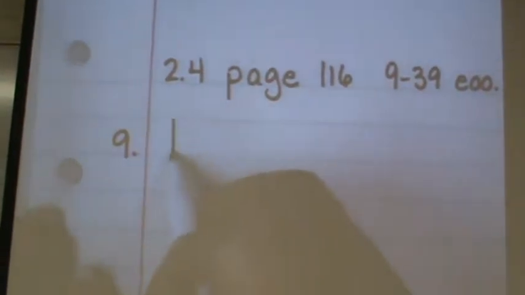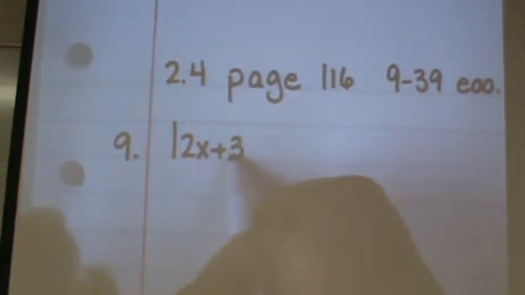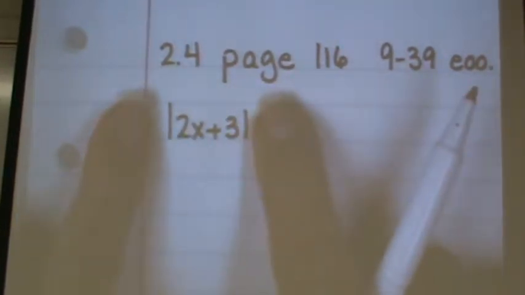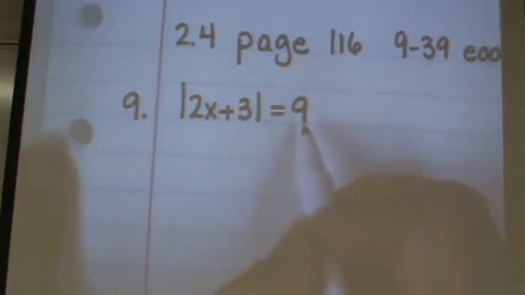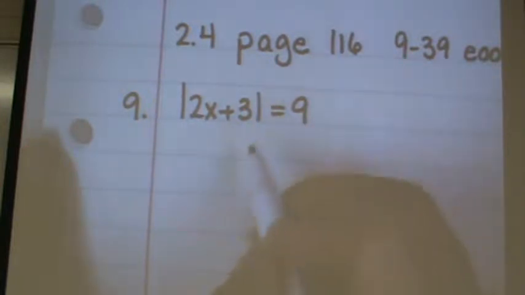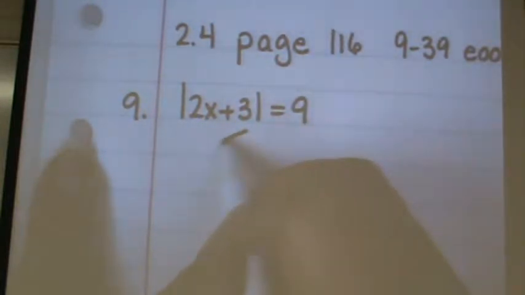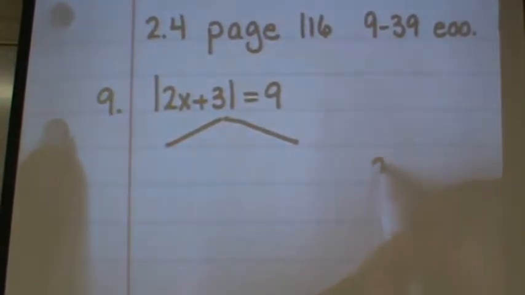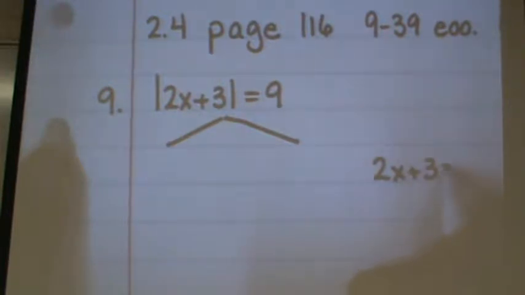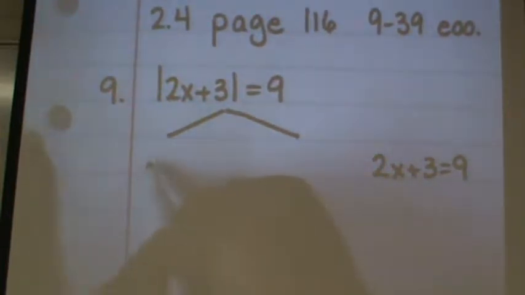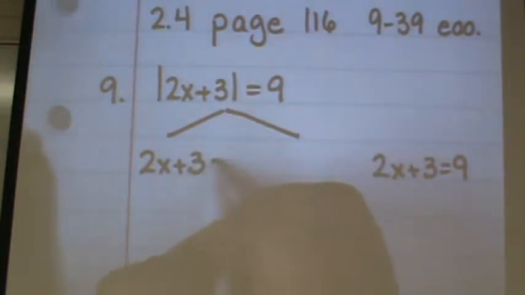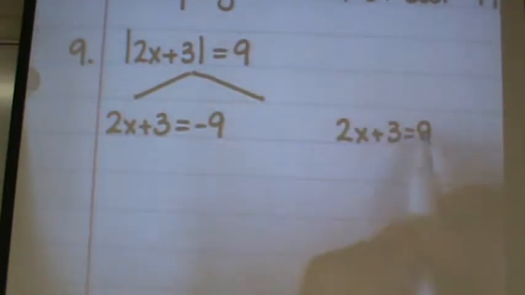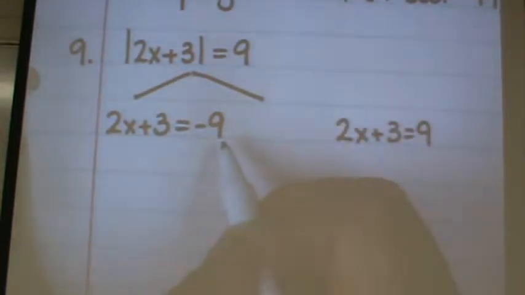It is the absolute value of 2x plus 3 equals 9. You want to get the absolute value by itself on one side, which it already is. As long as this is a positive number, you're going to break this up into two problems. The two problems are 2x plus 3 equals 9, and 2x plus 3 equals negative 9. These are your two problems. Notice how I did the positive one on the right side and the negative one on the left side.